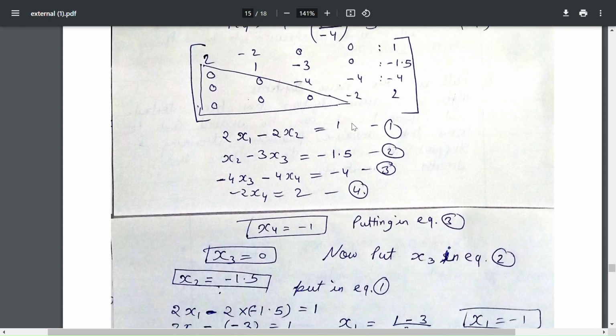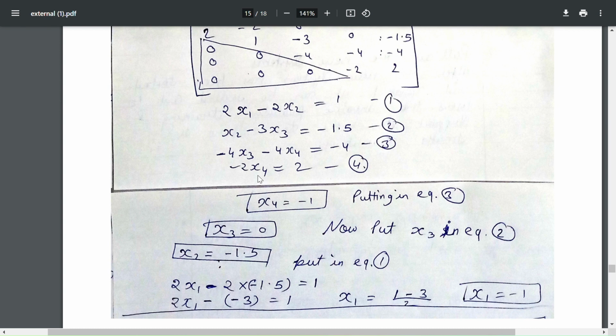Now on solving these equations, first we will solve the fourth equation. So we get the value of x4, which is minus 1. Then we will put this x4 value in equation number 3 to get the value of x3. So we get x3 equals 0. Now we will put x3 in equation number 2 and we get the value of x2, which is minus 1.5. On putting this x2 value in equation number 1, we get the value of x1, which is minus 1.